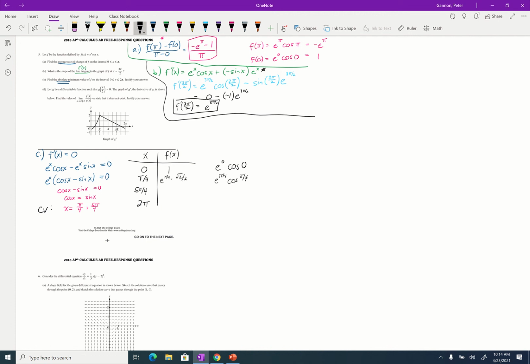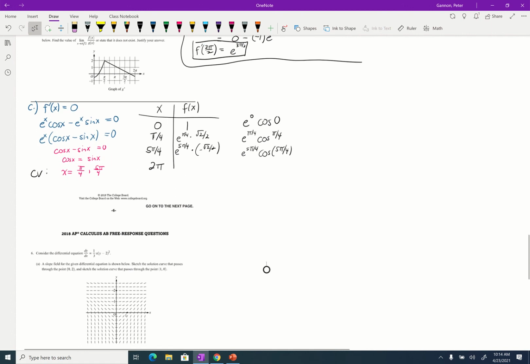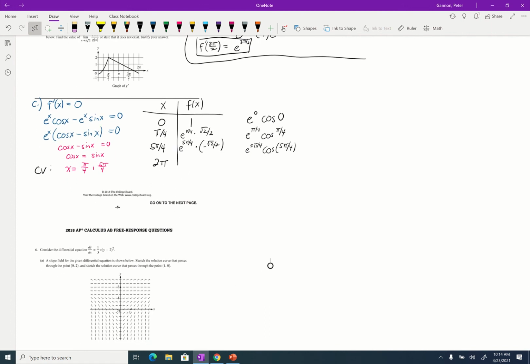And then if you have e to the 5 pi over 4 times cosine of 5 pi over 4, you have e to the 5 pi over 4 times negative root 2 over 2, because you're in that quadrant. And then if you plug in 2 pi, you've got e to the 2 pi cosine of 2 pi. Cosine of 2 pi is 1, so this is e to the 2 pi.